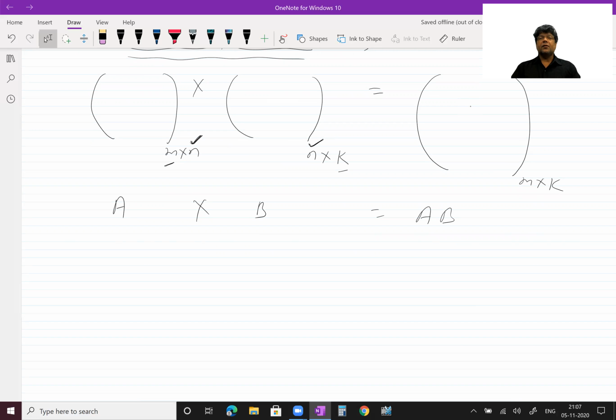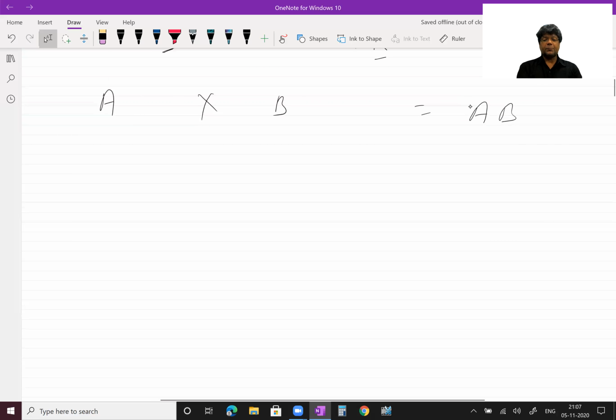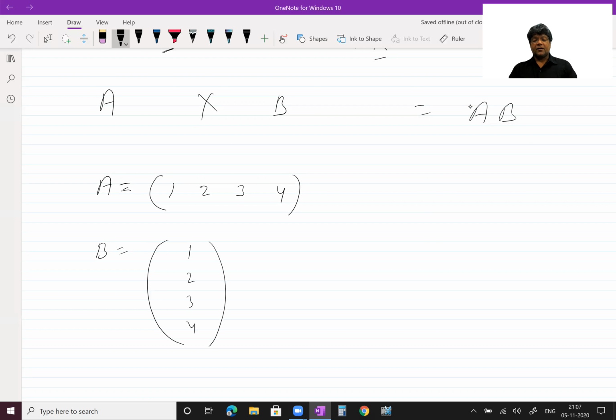Sometimes it is also possible that AB is possible, but BA is not possible, meaning AB will exist and BA will not exist. Why? Because of that condition. Which condition? The number of columns in the first matrix must be equal to the number of rows in the second matrix. For example, suppose I take A to be a row matrix 1 2 3 4, and B is a column matrix, again 1 2 3 4. I think I took the same example in the class video also.